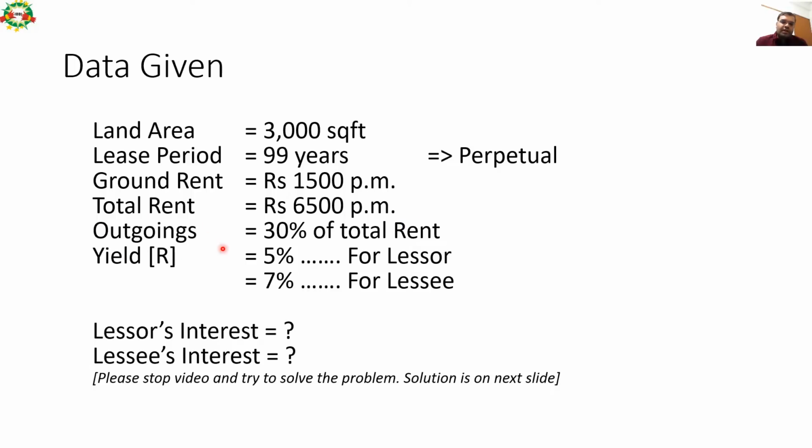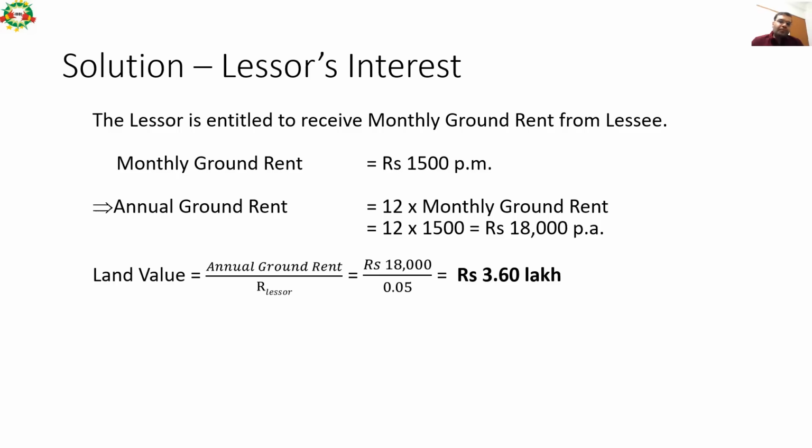Total outgoings are 30% of total rent, and the yield is 5% for lessor and 7% for lessee, and we have to calculate lessor interest and lessee interest in the property. So we will see this land area is not required in the question. This data has been given just to confuse the IBBI aspirants. We'll see the solution. The lessor is entitled to receive monthly ground rent from the lessee.